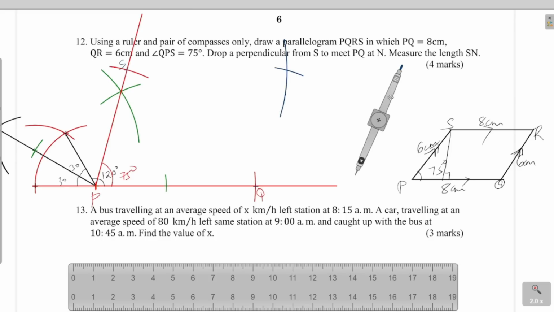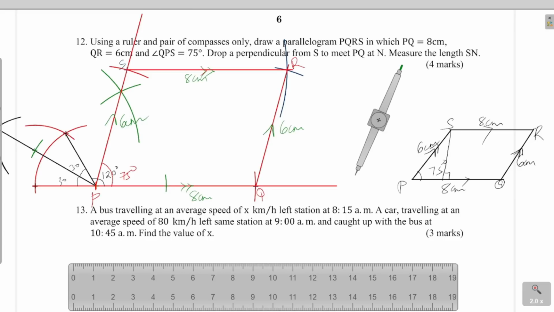When you do that, this point of intersection will give R. So this is where we shall have R, and we can join that. Our parallelogram is now complete, whereby this side is parallel and equal to this. This is 8 centimeters, this one is 8 centimeters, and then this side is 6 centimeters, and this one is 6 centimeters, like that.